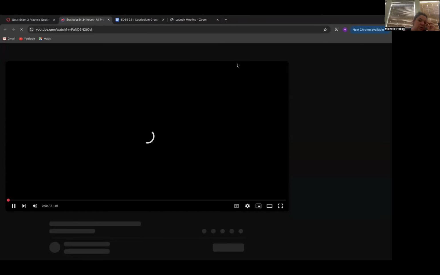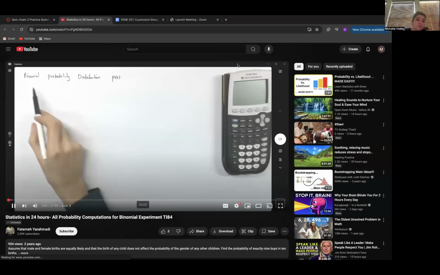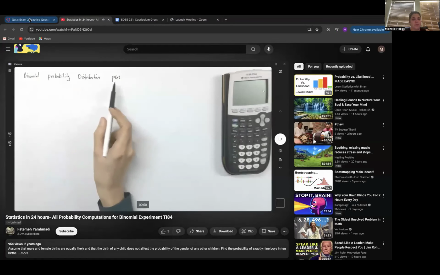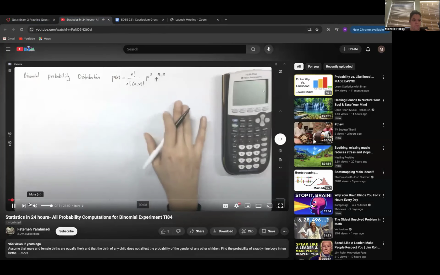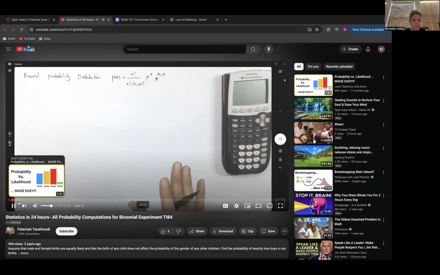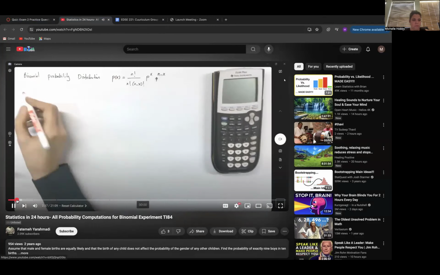So let's see. Remember that for binomial probability distribution, P of x is defined as n factorial divided by x factorial times n minus x factorial, times p to the x, q to the power n minus x. But again, this formula is already built into your calculator.